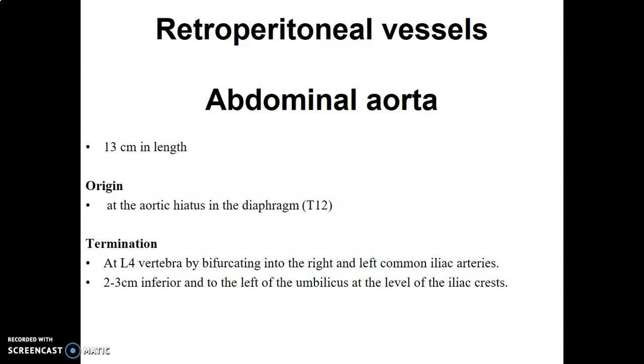of the iliac crest. So umbilicus is visible, iliac crest is palpable. So 2 centimeters inferior to the umbilicus and towards its left at the level of iliac crest. That's how you identify, that's the surface landmark of the abdominal aorta.